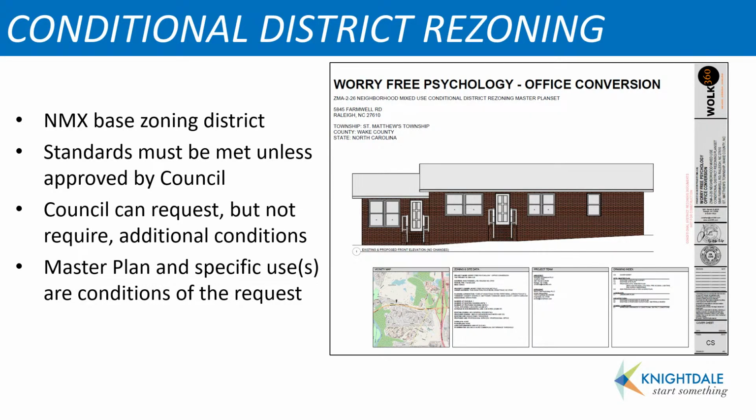But in general, the request is to convert this home to an office. The NMX, neighborhood mixed use, is the base zoning district. All the standards must be met unless the conditions are proposed or approved by council. And this master plan and the specific uses will become conditions. So if another tenant or another business owner came in that didn't fit into the professional service use category or what's contained within this application, they'd be required to come back before council and go through a rezoning process.